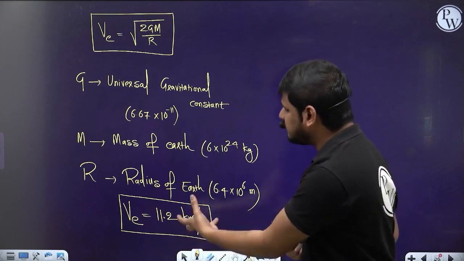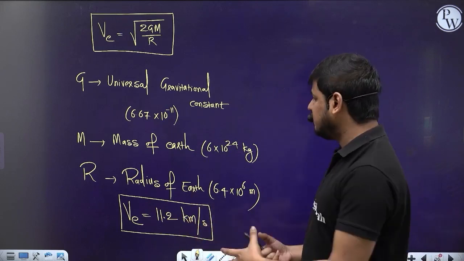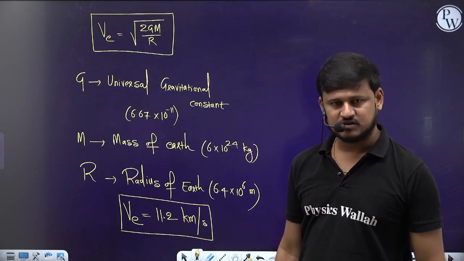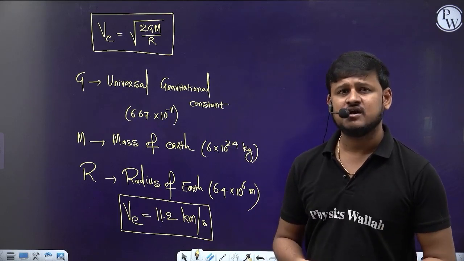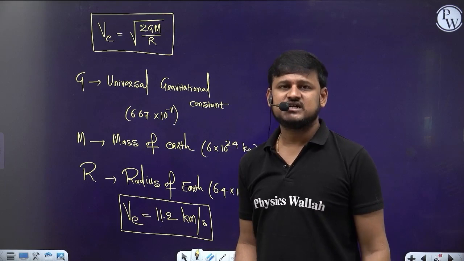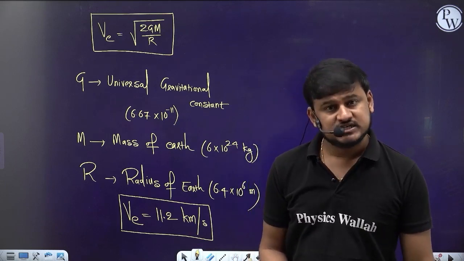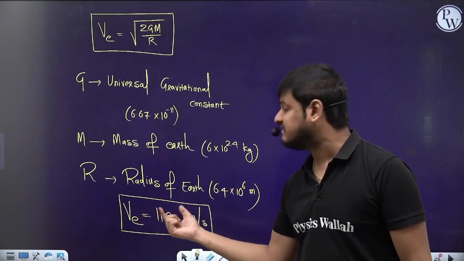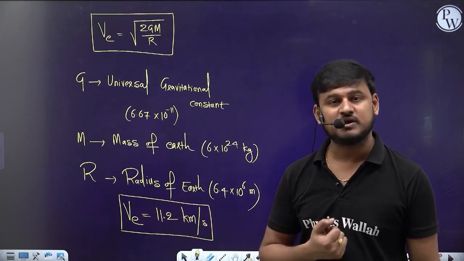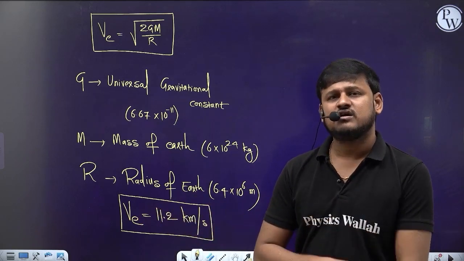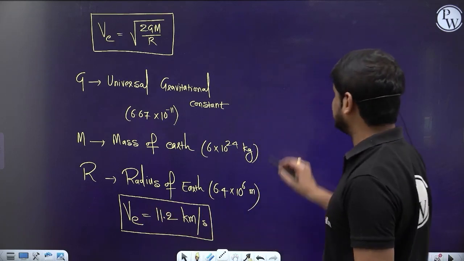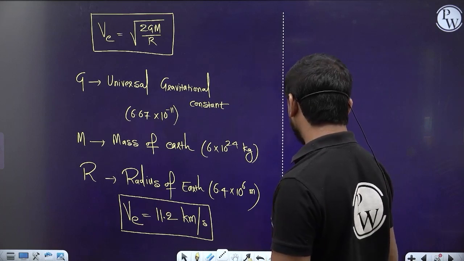Okay, this is the formula behind the rockets actually. If a rocket has to escape the gravitational field of the earth, because the rocket also has some mass, right? It will be attracted towards the center of the earth. So if it is not given an initial velocity of 11.2 kilometer per second, it will not escape from the gravitational field of the earth. Done? Chalo. And one more thing, guys.